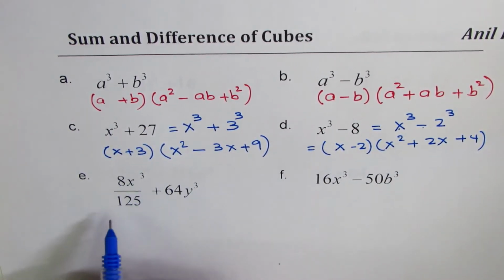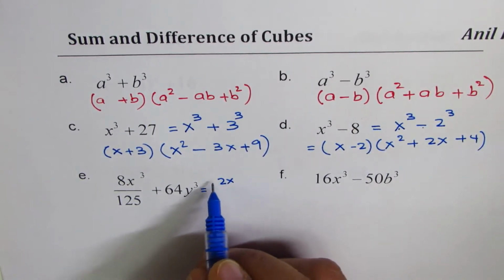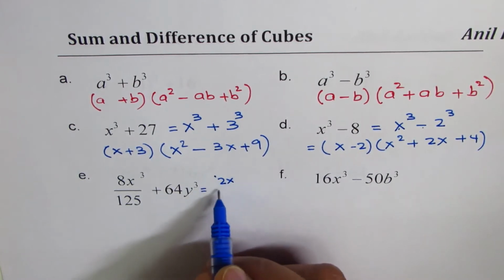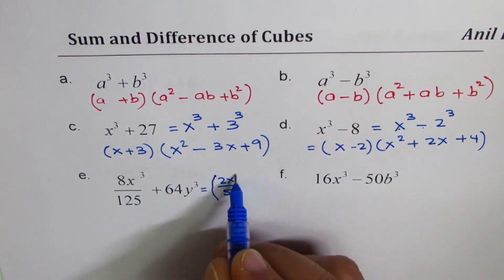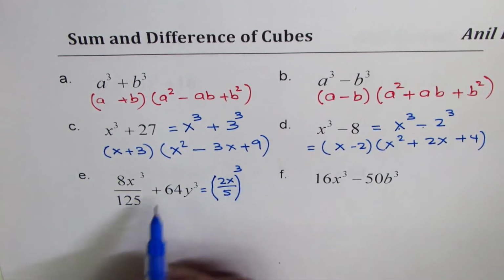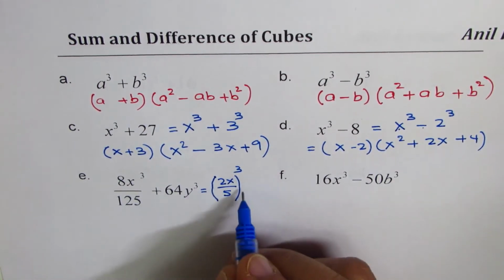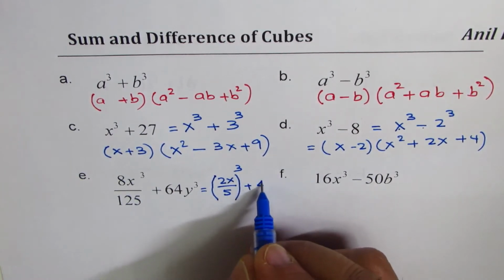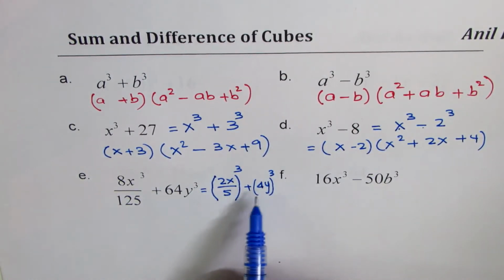Cube root of 8 is 2, so let me rewrite this as 2x. Let me write, and I'll also write 5 cube is 125, so I'll put all of them under one bracket with cube. So a is 2x by 5 for me, right? 64, cube root of 64 is 4. 4 times 4 is 16, 16 times 4 is 64. So it is plus 4y whole cube. Do you see that? So you could write that as a plus b cubes of a and b, right?